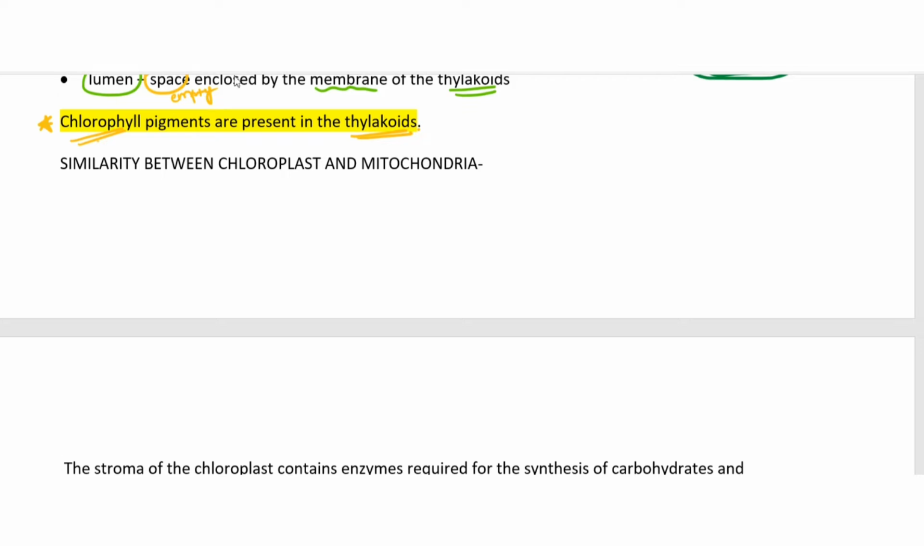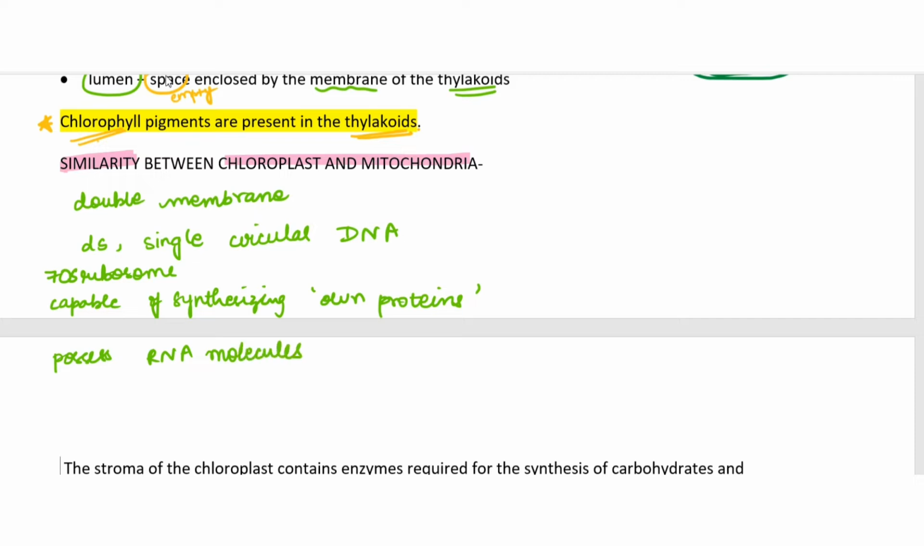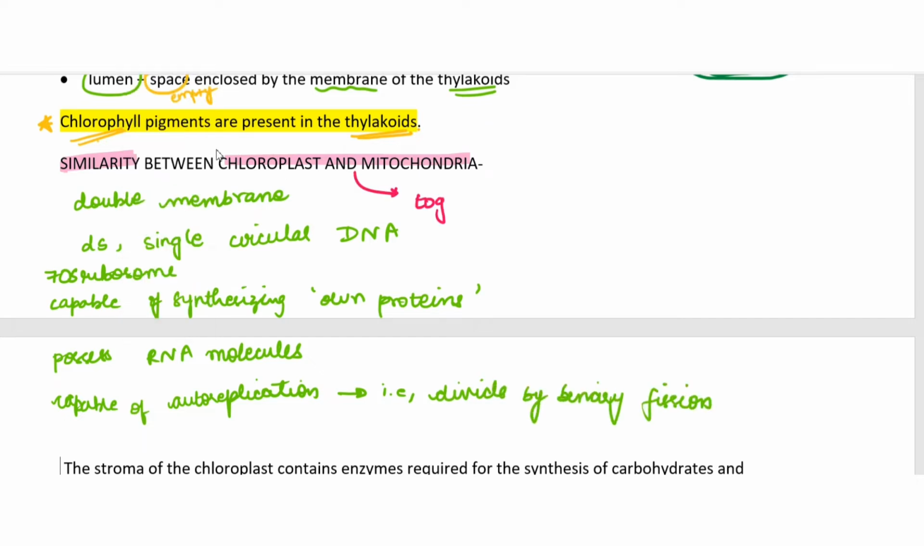So what are the similarities between chloroplast and mitochondria? Recollect and tell. One, they are double membraned. Next, they have double stranded, single circular DNA present in the matrix, the cytoplasm of the organelle. Next, they have 70S ribosomes and they are capable of synthesizing their own proteins. They also possess a few RNA molecules. They are capable of auto-replication, that is, they divide by binary fission. So, they are known as semi-autonomous organelles.